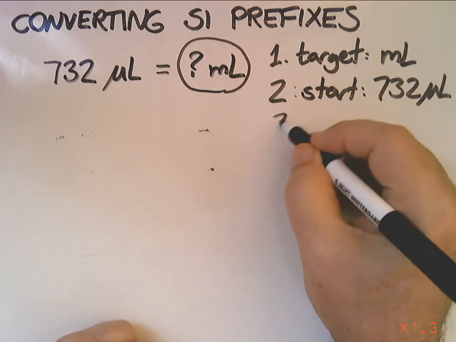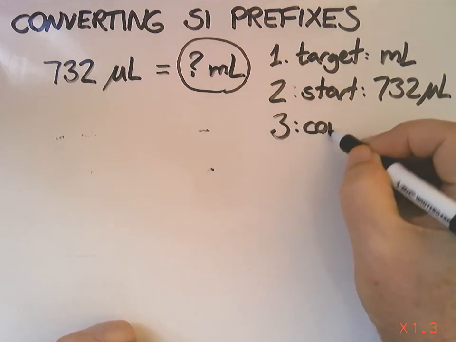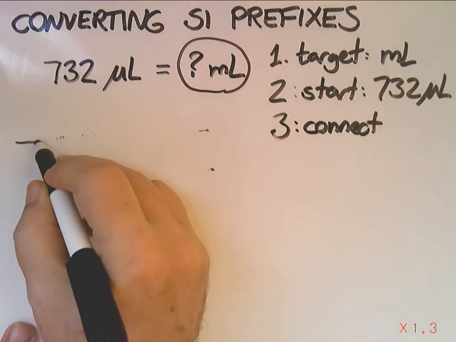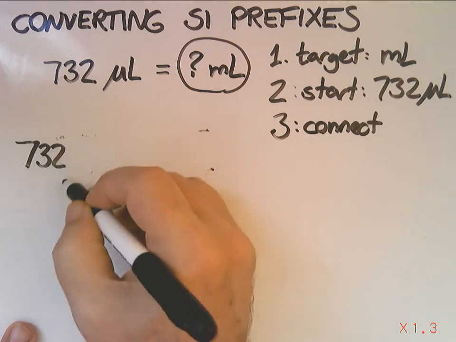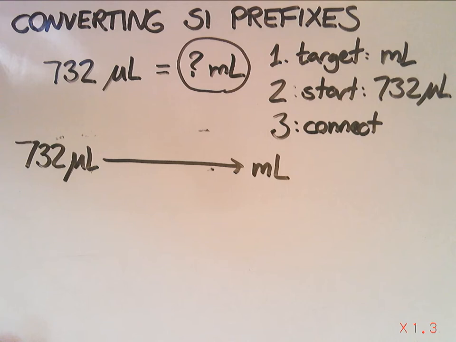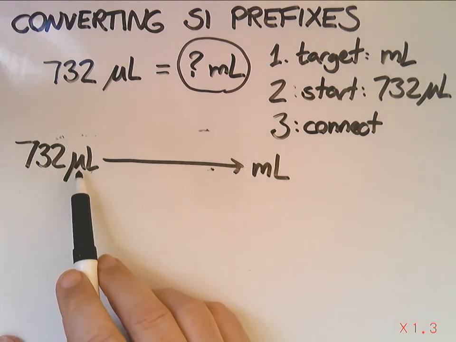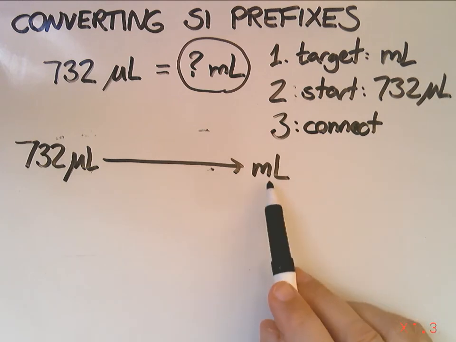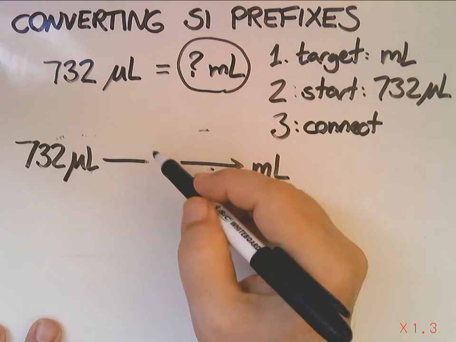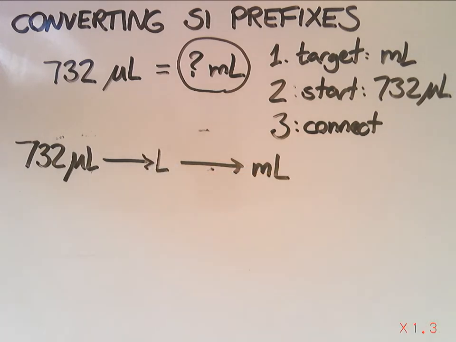So the third thing I want to do is connect those two things. I'm going to write a roadmap, what I'm going to call a roadmap. It's going to start with 732 microliters, and I'm going to connect it somehow to milliliters. And the connection that I know is through liters, because I know how many microliters are in a liter, and I know how many milliliters are in a liter, or I can at least relate liters and microliters. So I'm going to put that in the center of my roadmap. That is the connection between microliters and milliliters.